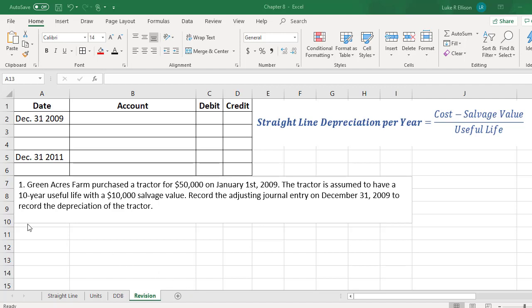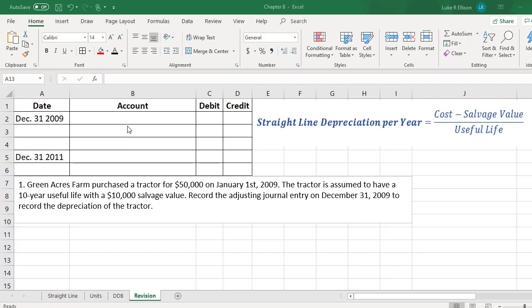So the question says, Green Acres Farm purchased a tractor for $50,000 on January 1st, 2009. The tractor is assumed to have a 10-year useful life with a $10,000 salvage value. Record the adjusting journal entry on December 31st, 2009 to record the depreciation on the tractor. So notice that this tractor was purchased on January 1st, 2009, and now we are on December 31st, 2009. So that's 1 year later, after 1 year of the tractor's life.